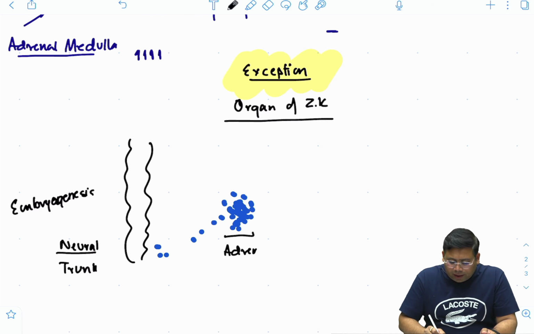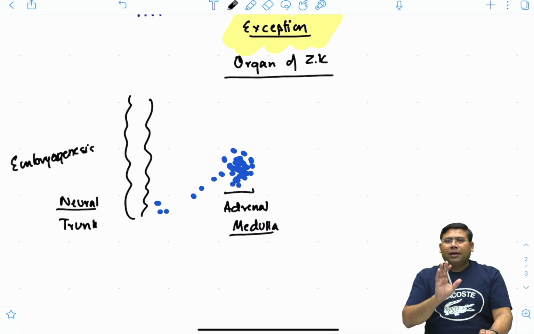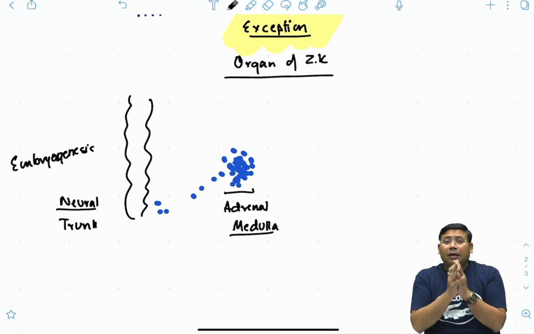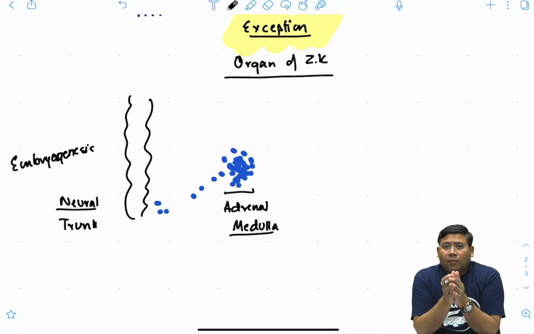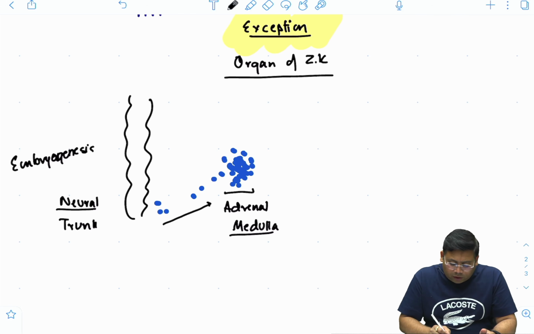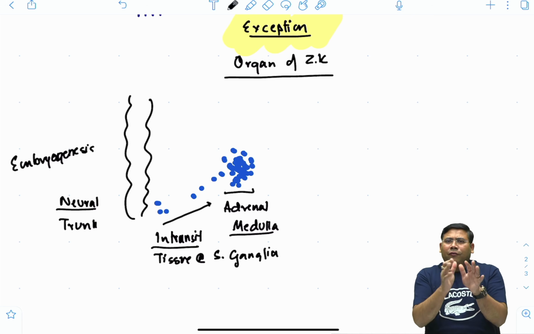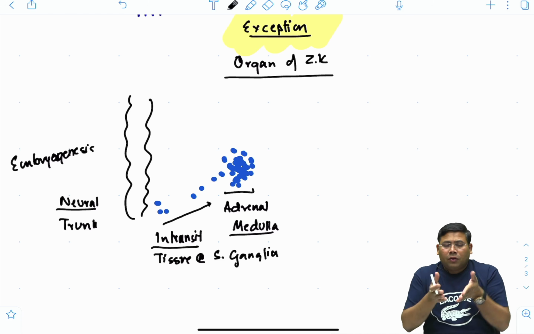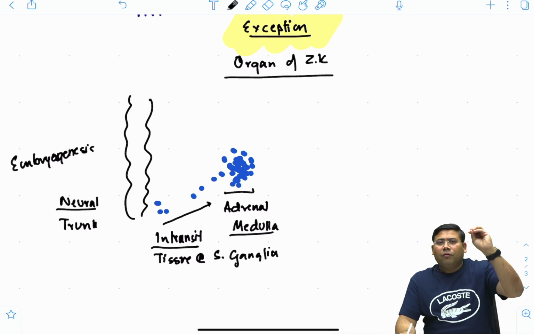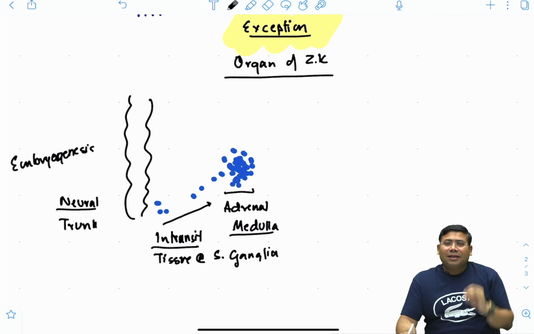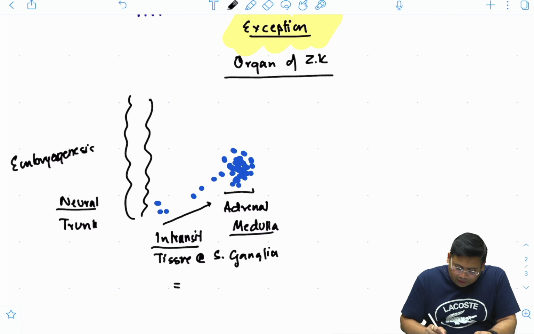There was a time around the 8th week of life when the adrenal medulla was formed, and then an order was declared: okay, this is houseful, now we don't require any other sympathetic tissues. The in-transit tissues of the sympathetic ganglion just got frozen at the place where they were. They could not go back, so they stayed at that very same point and formed paragangliomas or the organ of Zuckerkandl.